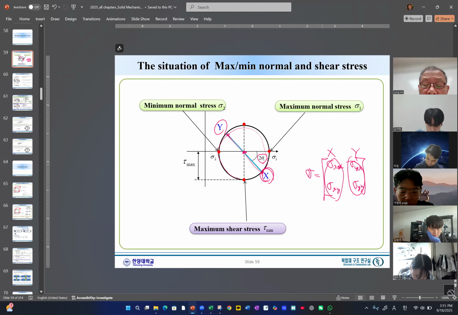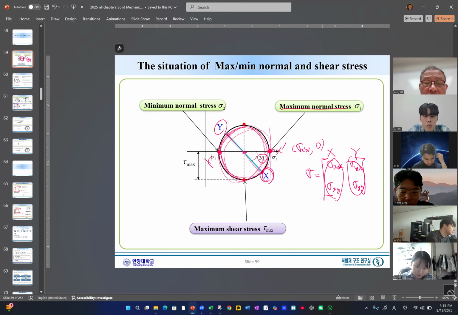Now this term is 2 theta. Here is the important point. Why? What happened on this point? In these two, x prime and y prime, the shear term disappears, right? So this one is x prime and the shear is 0, and same here, shear is 0. And also, this can be a maximum possible. No matter how much we rotate, this is the maximum normal stress.